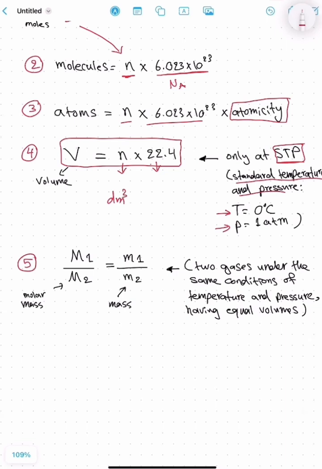Another thing, whenever you have in the question, let's say, cubic centimeters, you have to change it into cubic decimeters by dividing by 1000, then use this rule. So the units, they're constant.